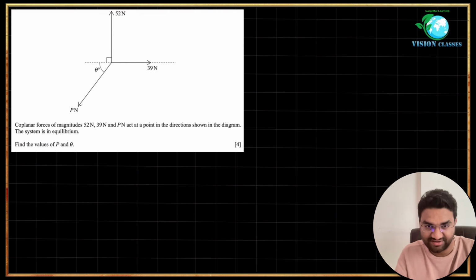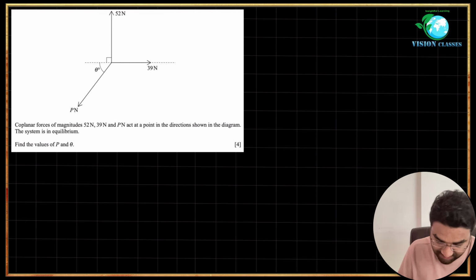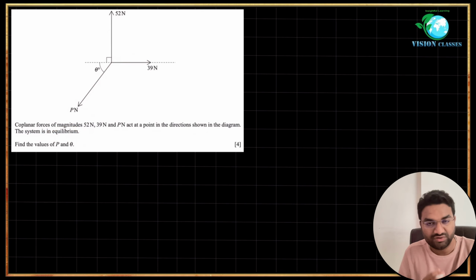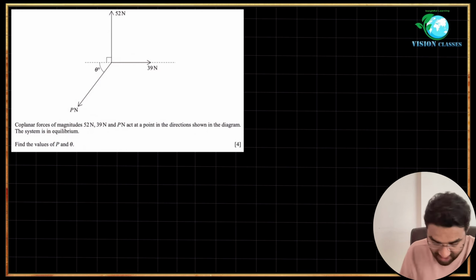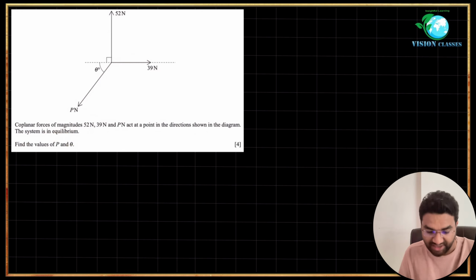So today we have to discuss an equilibrium of forces question. It's an AS and A-level mechanics conceptual based question. Coplanar forces of magnitude 52, 39 and P act at a point in the directions shown in the diagram. This system is in equilibrium, so we have to use the equilibrium of forces concept, meaning the net force acting on a point is basically zero. Then we have to find P and theta.